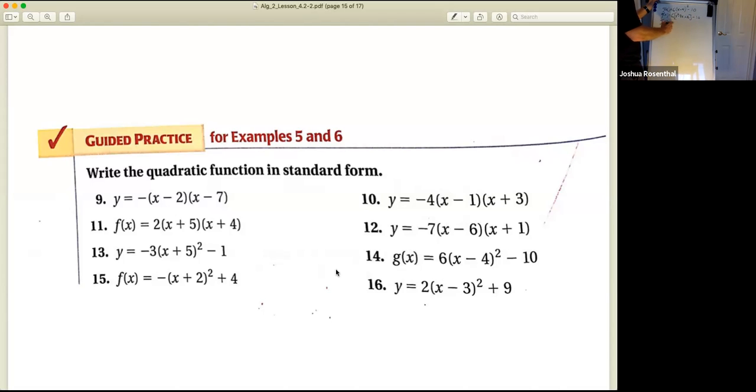g(x) is equal to 6x squared. Now I'm distributing. Minus 6 times 8, 48x, plus 96, minus 10. g(x) is equal to 6x squared minus 48x plus 86. Okay. Anybody else? Any others?